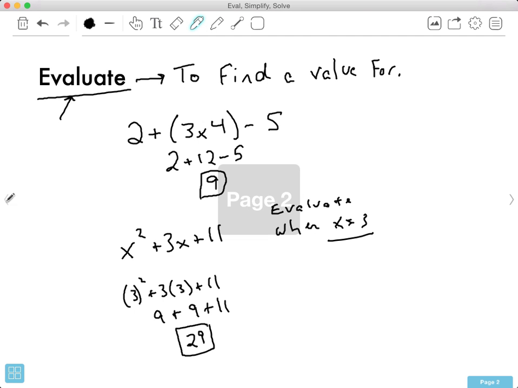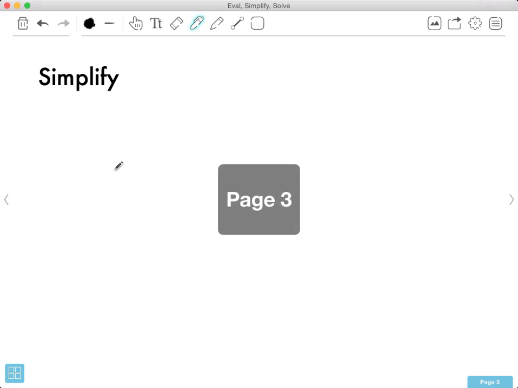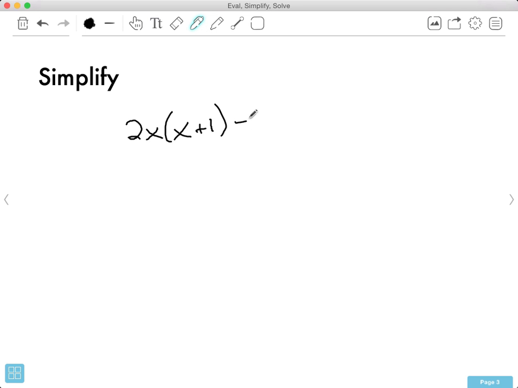Simplify is a little different. We are technically also simplifying here in the sense that we've simplified this expression down to a single number. But simplify typically refers to an expression that can't be broken down to just one number, but can be broken down to a shorter expression. So you might see something like 2x times (x plus 1) minus 3x plus 4. If the instruction is simplify, it means perform operations until you get to a point where you cannot perform any more operations. So we can distribute the 2x through the brackets. We get 2x squared plus 2x, and then we've still got the minus 3x plus 4.